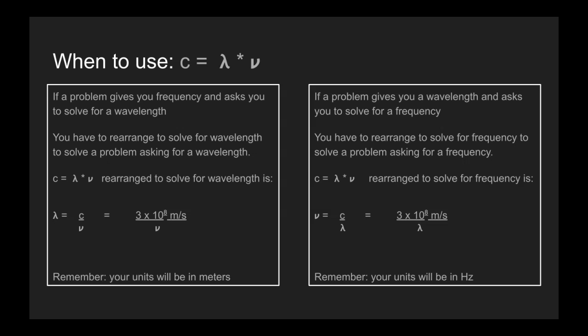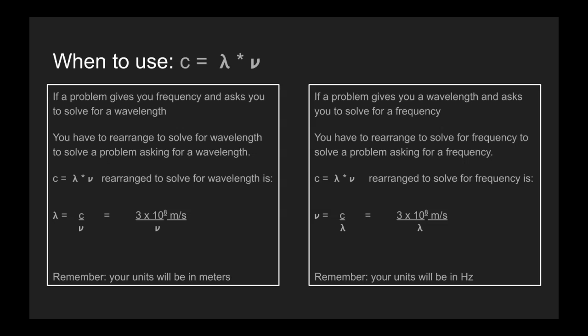Okay, and if we go to the right side, if your problem gives you a wavelength, but then asks you to solve for a frequency, it's just the same thing. You're just solving for a different variable in this equation. So you'll use C equals lambda nu, but this time, instead of rearranging for wavelength, you'll be rearranging to solve for frequency. It looks very similar.